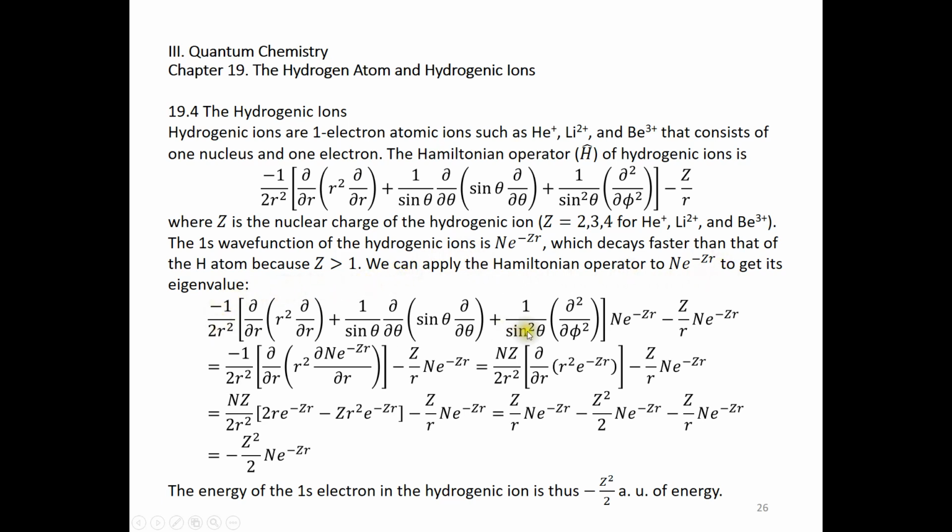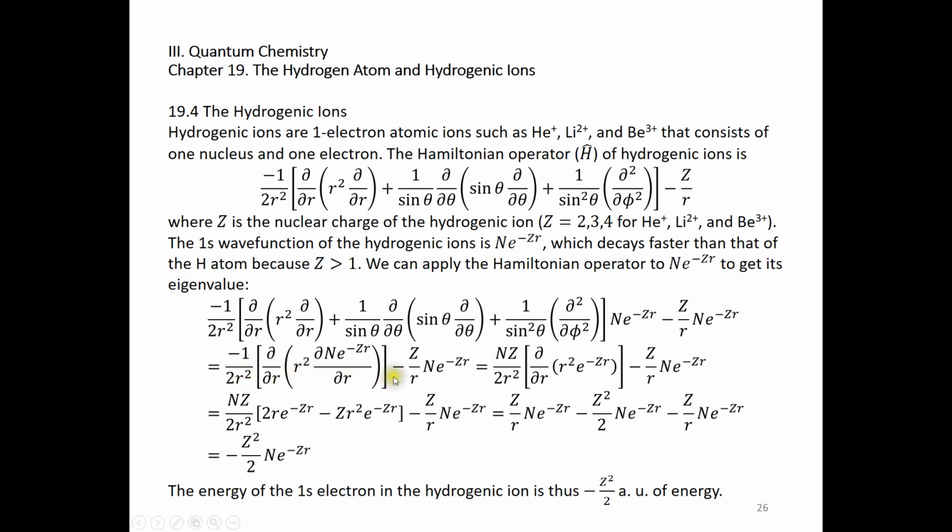So we apply the kinetic energy operator to the wave function, and the potential energy operator to the wave function. Because the wave function does not depend on theta or phi, we have a simpler term over here that consists of only r as the variable. So mostly it's just calculus here. We take the first derivative of this exponential function, multiply by r squared, take the derivative again, and then divide by 2r squared, etc.